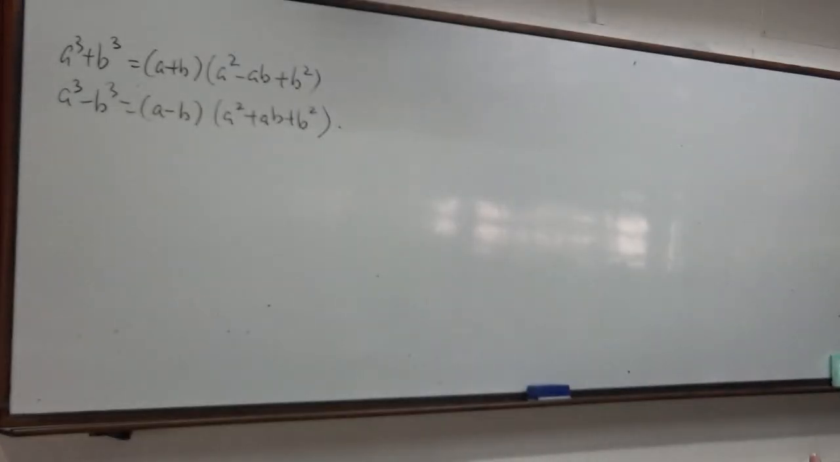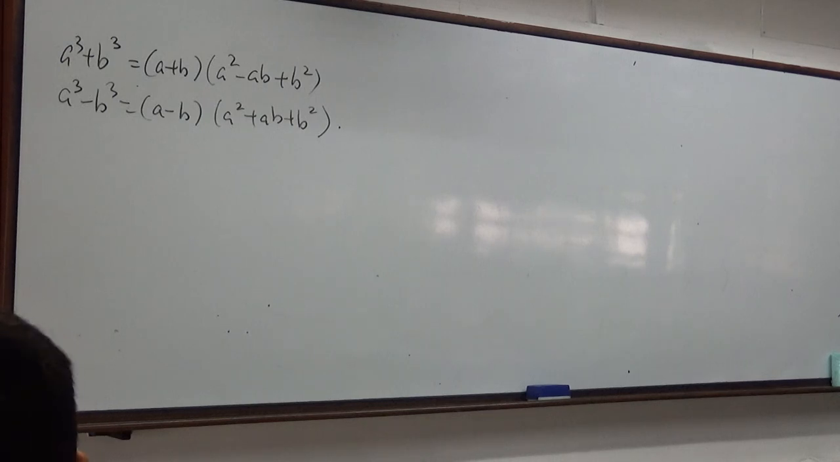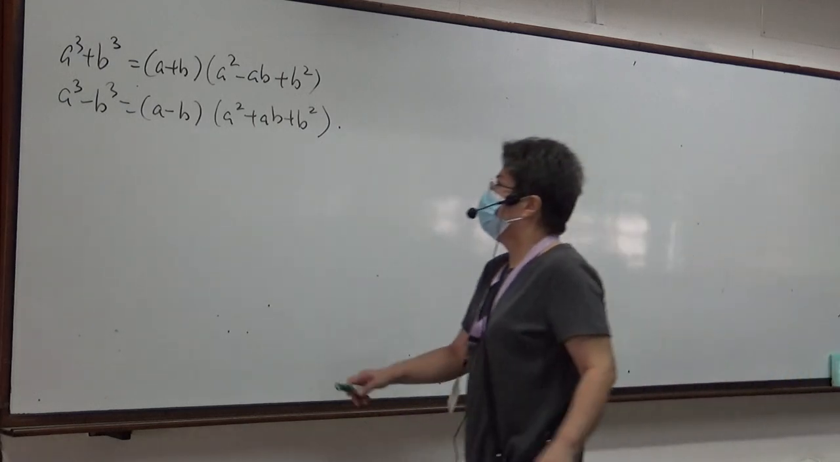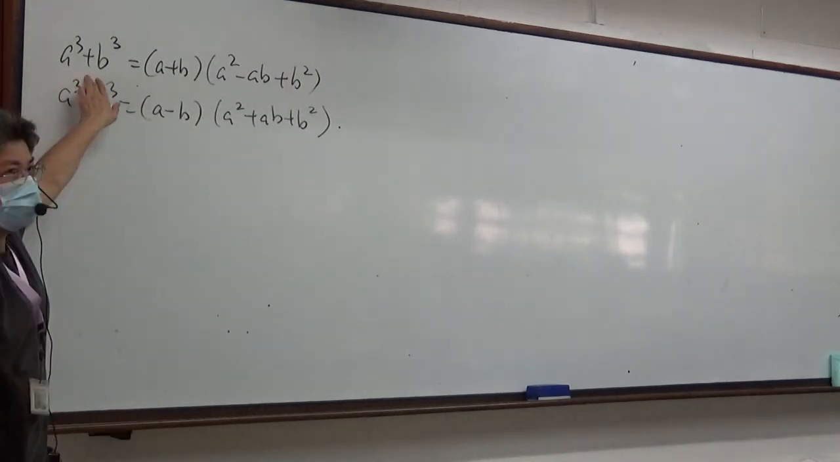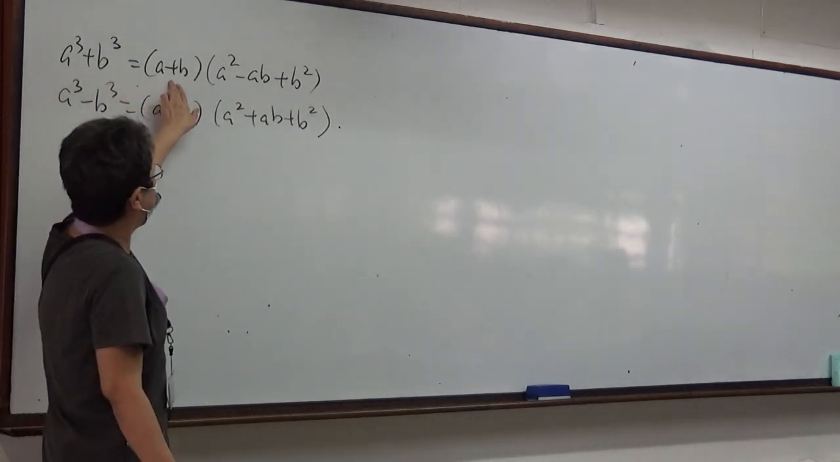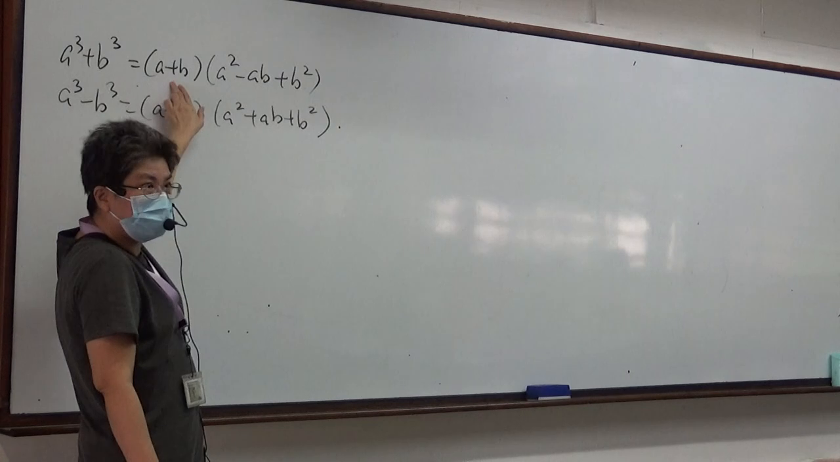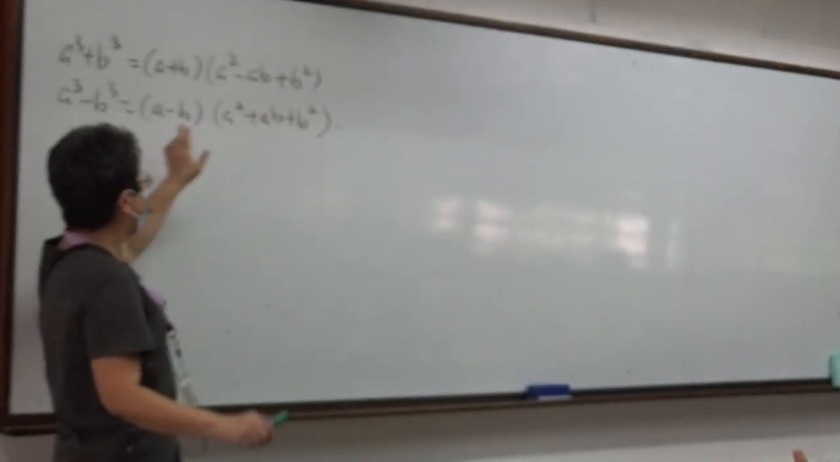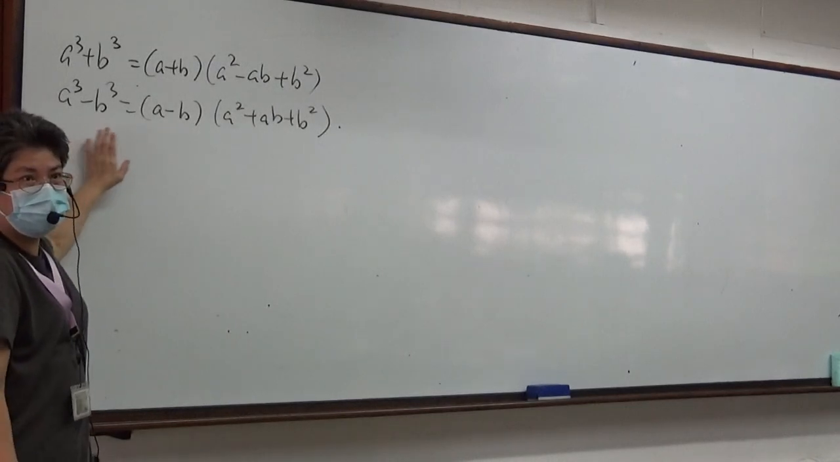You must memorize it because it is not given in the formula list. It is not given in the formula list. Are we clear? Okay. Now, how do we memorize it? Actually, it's quite simple. Can you see this is a cubed plus b cubed? So this is a plus. Understand? Once this is a plus, this is a minus. That's it. Then this is a cubed minus b cubed, right? So this is a minus, right?